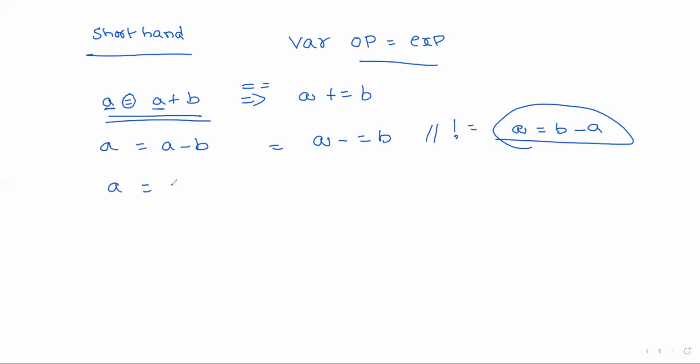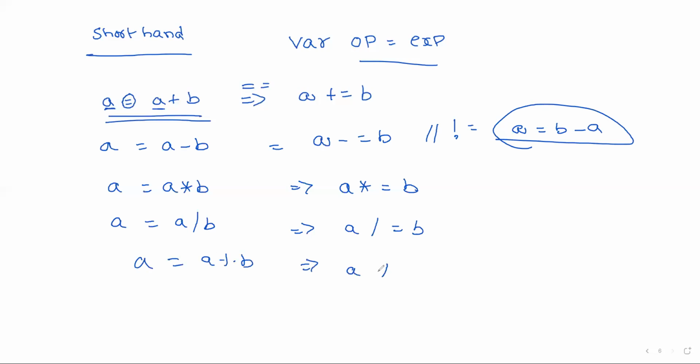For example, a is equal to a into b, the same thing. a is equal to a by b. Whatever the operator, a is equal to a mod b. That is the general case. For is equal to, if the left side and the immediate right side are both the same, then we represent it by using shorthand operators. Okay, in the next session we will discuss increment and decrement operators. Thank you.